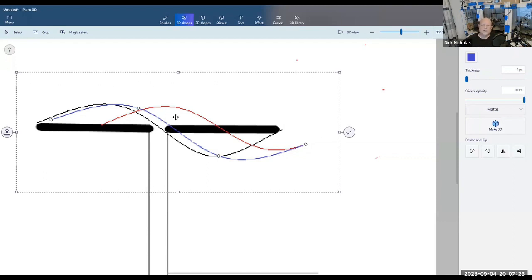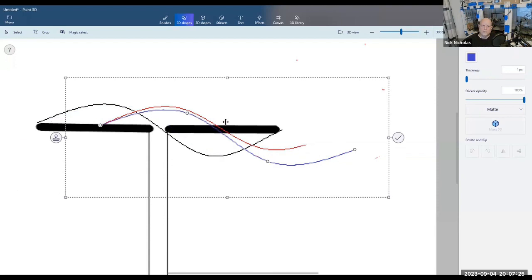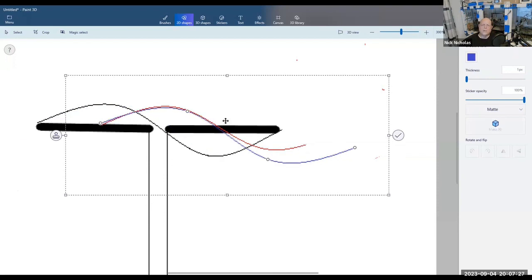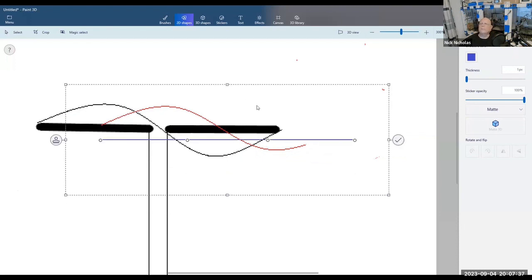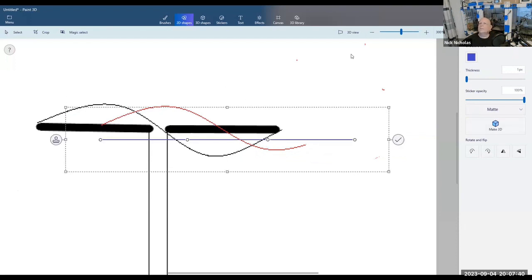Don't quite have that drawn properly. It should be like this, and it should be flipped. And I don't know how to flip this thing. Let's see if I can get it to do it. Nope, that ain't going to do it.